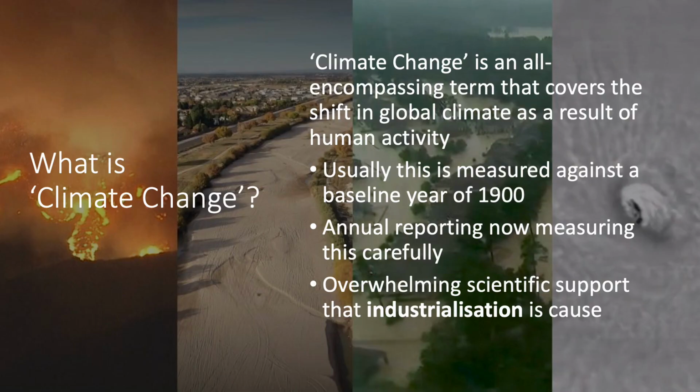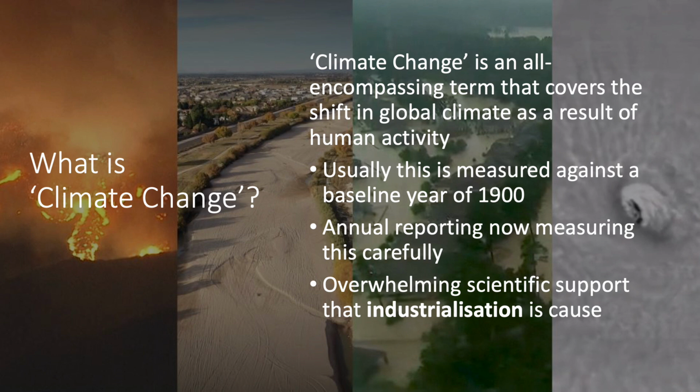Okay, so for our purposes, climate change is an all-encompassing term that covers the shift in global climate, how it's changed as a result of human activity. Usually this is measured against a baseline of 1900, i.e. that temperatures have changed since 1900 and we've had mass industrialization throughout the 20th century, and now by 2024 we're seeing an increase in global temperatures as a result of human activity.